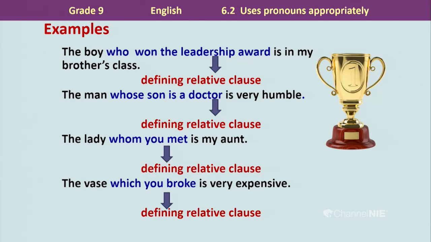So we have to use a defining relative clause to define the boy. That is why we call it a defining relative clause. Very good. The man whose son is a doctor is very humble. "Whose son is a doctor" is a defining relative clause again. That's right. If you say the man is very humble, which man now? We do not know. It's confusing. Use the defining relative clause and define the man and say whose son is a doctor. Then we understand it very clearly, children.